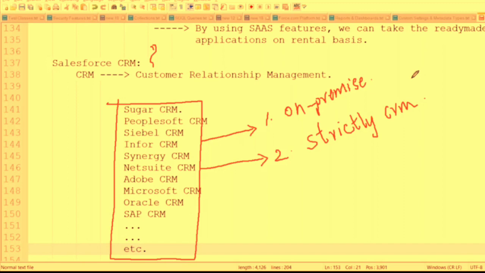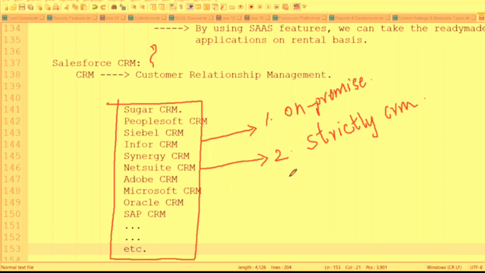Strictly CRM applications in the sense, whatever the CRM applications that we have right now in the IT industry, it may be Sugar CRM, PeopleSoft, Siebel, whatever, these are purely offering ready-made functionalities to automate your customers' data. These are just CRM applications to store your customers' data, your business data, your sales data, service data, marketing data. That's it. But by using this CRM application, you can't build any of your custom application.